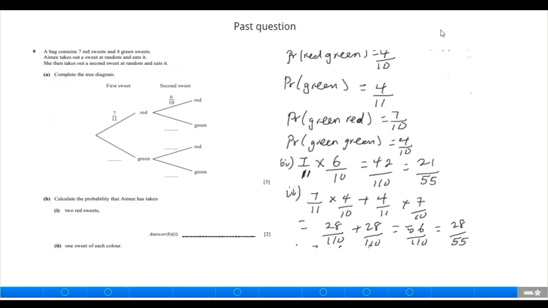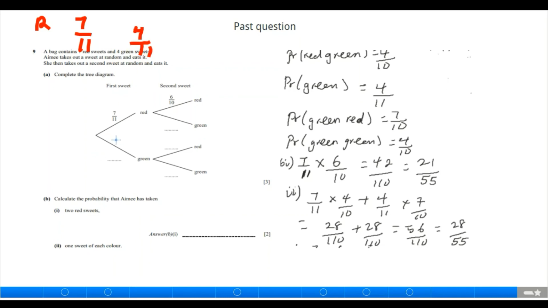Okay, so if you look at it, the tree diagram is already constructed for us. So all we just need to do is what? We complete the tree diagram. Okay, so now what we have here is for the first sweet. We have seven red. The total number of sweets by the time you add 7 plus 4, that is 11. Okay, we have red sweets, and we have 4 green sweets. So we have 4/11.